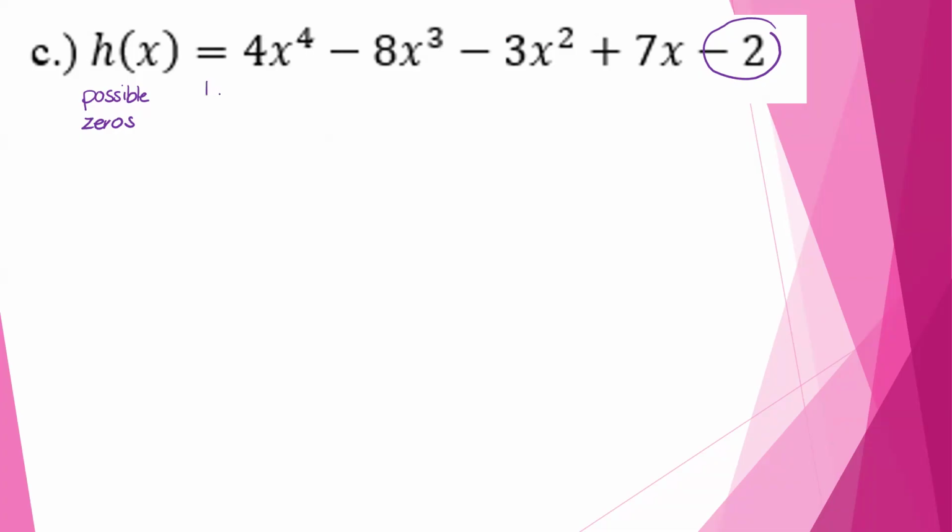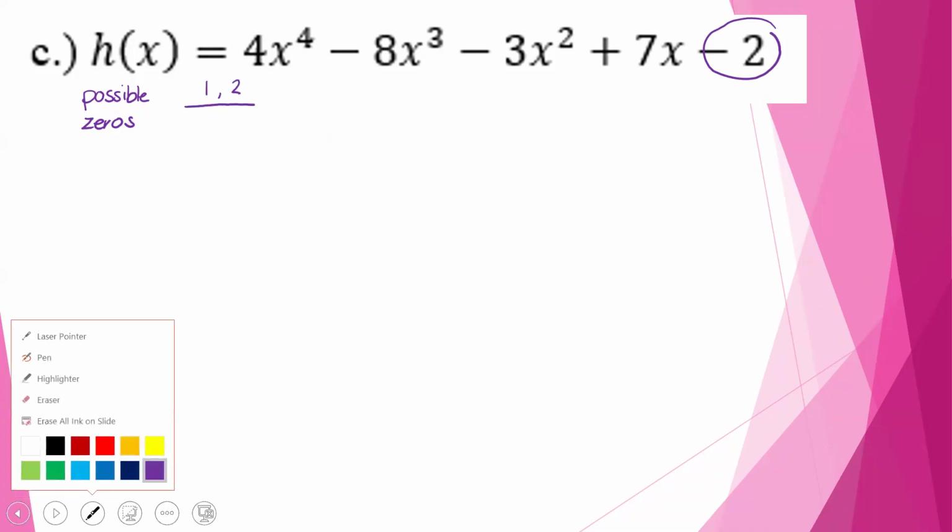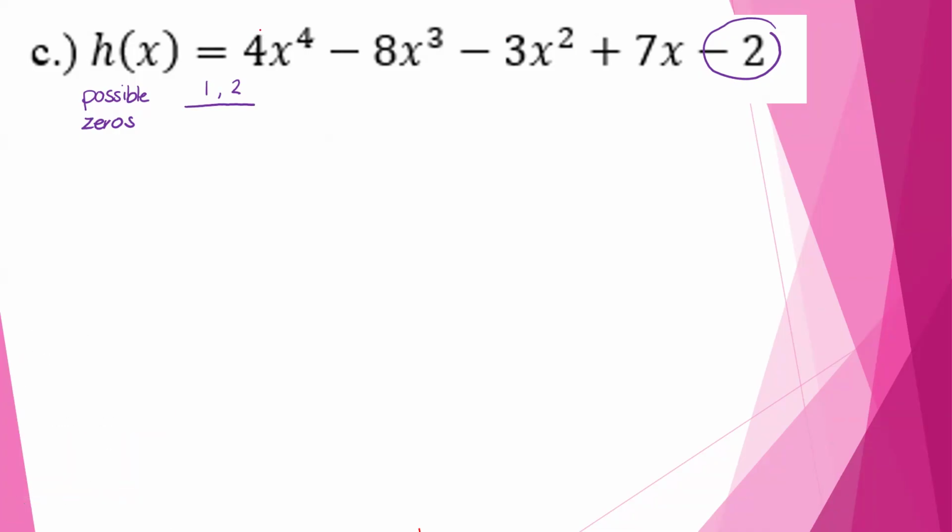So what do we have? 1, and then where do I get my denominator from? The leading coefficient, right? Which is 4. So what are the factors of 4? 1, 2, and 4. I take everything in the top and divide it by everything in the bottom. So 1 divided by 1 is 1, plus or minus. 1 divided by 2 is a half. 1 divided by 4 is 1/4.